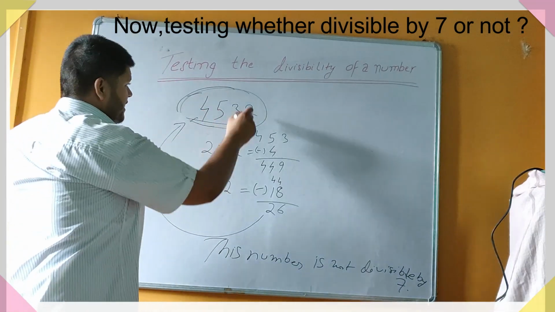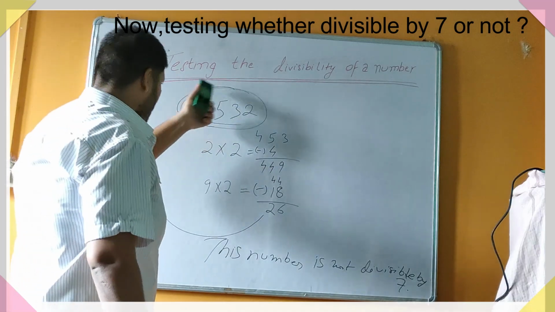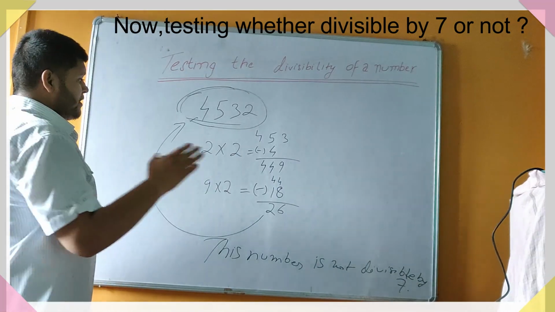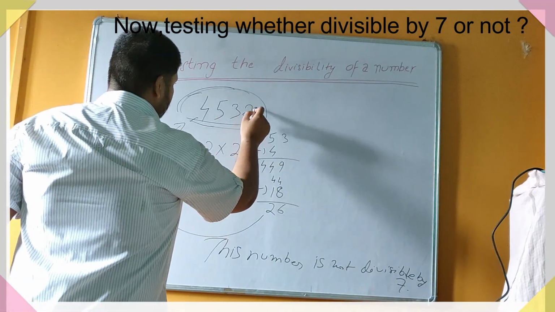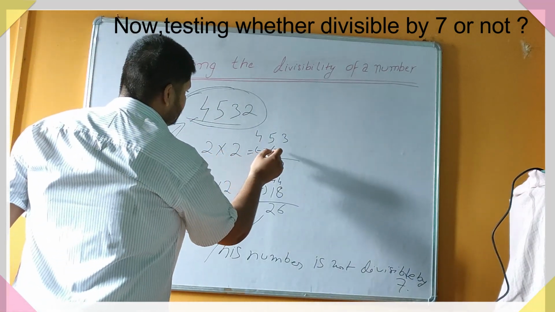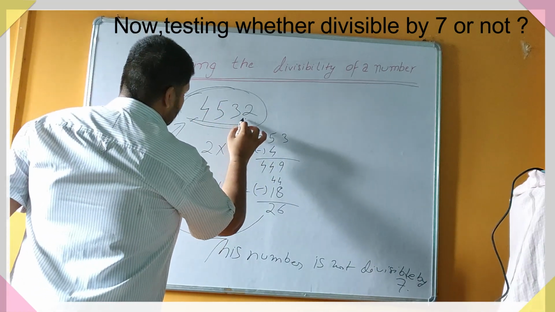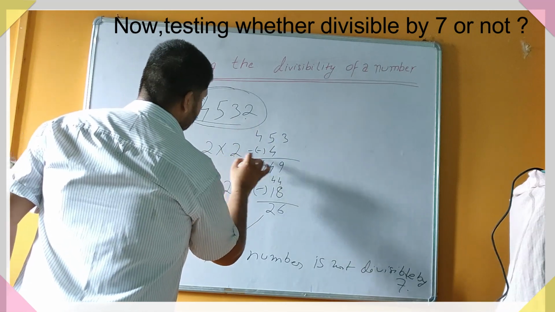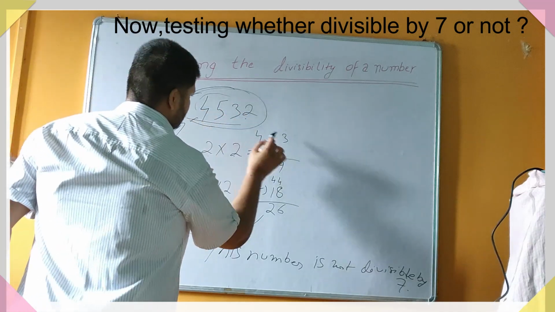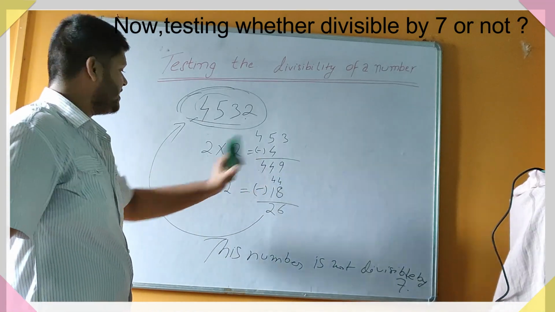This is the given number and we would like to test whether this whole number is divisible by 7 or not. How can we conclude that? You have to take the unit digit of the given number, double it, and subtract the result from the remaining numbers. Here the unit digit is 2, I am doubling it, getting 4. And that 4 is subtracted from the remaining numbers, that is 453. We have subtracted, we got 449. Okay, up to here it is clear.